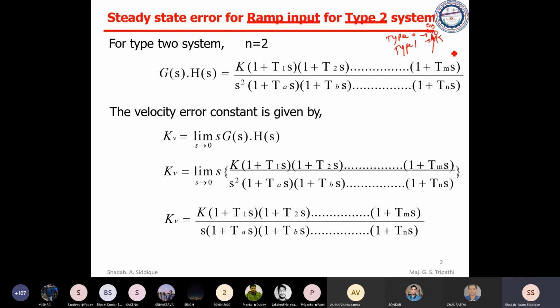See, we are getting finite error now. We'll just check for the higher order. If we are getting infinity here, then we don't go for higher order. We just assume that for higher order again it will be infinite. So for n equal to 2, G(s)H(s) is again 2 poles, n equal to 2. That is a type 2 system. We will substitute all this, and one s and s will be cancelled, and so we'll get kv. If we substitute limit s tending to 0, we'll get kv as infinite.